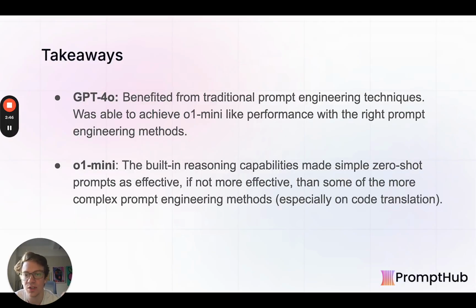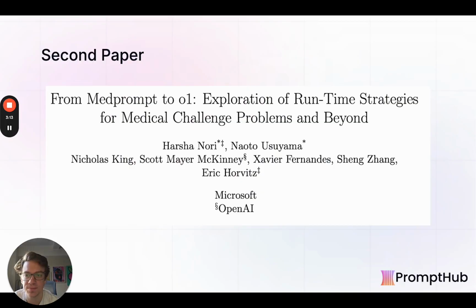So overall, GPT-4o still benefited from prompt engineering techniques, and I still think there's some value there, specifically in relation to these code type tasks. It is able to even get to O1 Mini like performance, and so that's something to keep in mind with cost and latencies. And then for O1 Mini, the built-in reasoning capabilities made a more straightforward, simple zero-shot prompt as effective, if not more, than using some of the more complex prompt engineering methods.